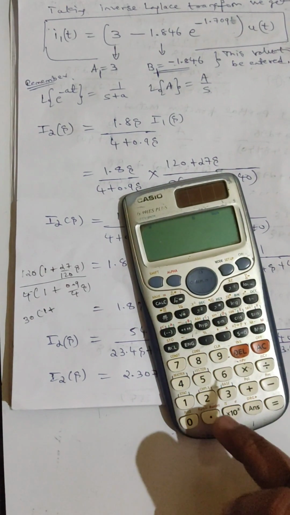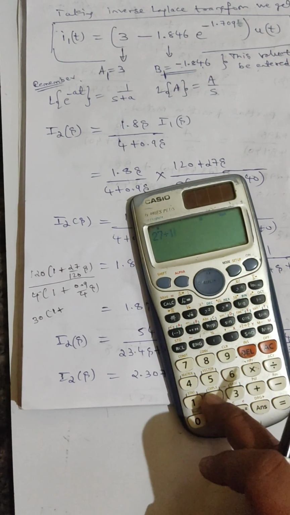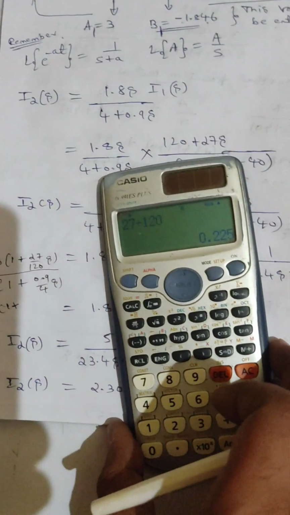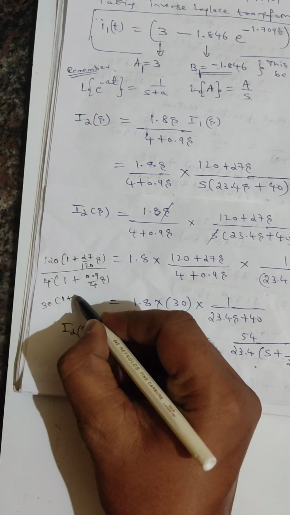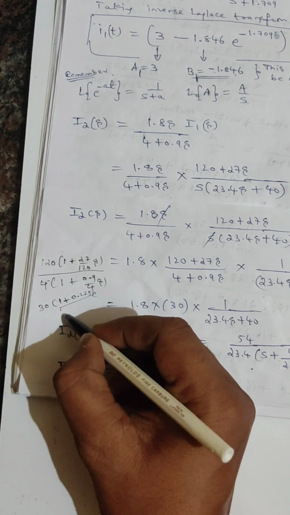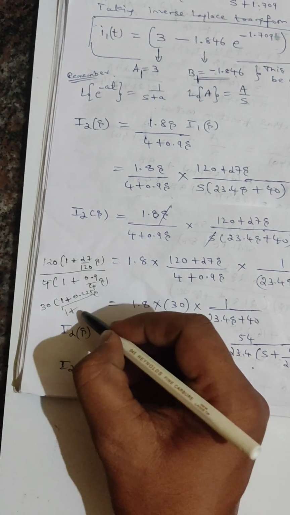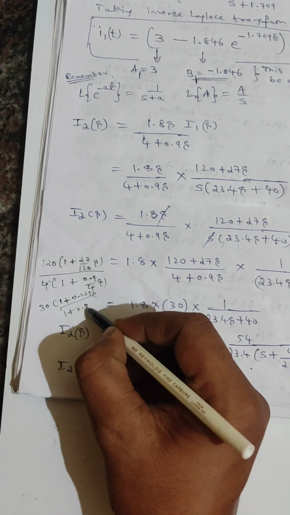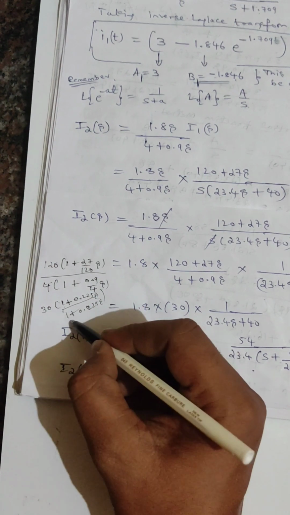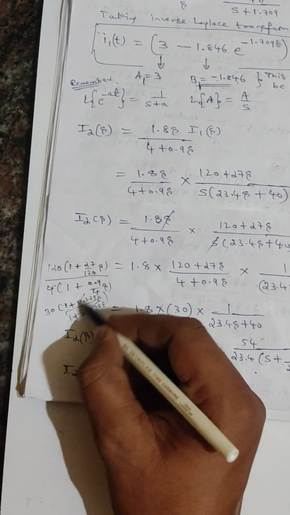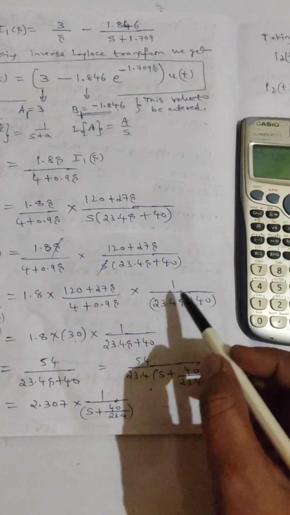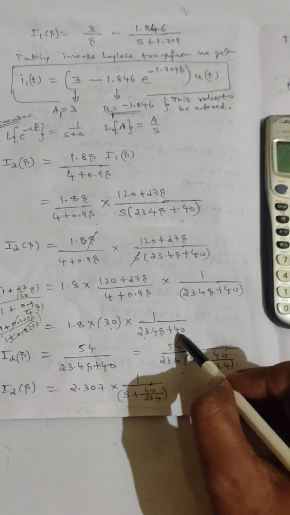Let the numerator be 1 plus 27s by 120. You do it in the calculator: 27 divided by 120, how much will you get? 0.225. So we can write 1 plus 0.225s, divided by 1 plus 0.9s by 4. You do it in the calculator, that also you will get 0.225s. So 1 plus 0.225s and 1 plus 0.225s get cancelled. You will get 1, and 30 into 1 is 30. Got it? So, into 1 by (23.4s plus 40).